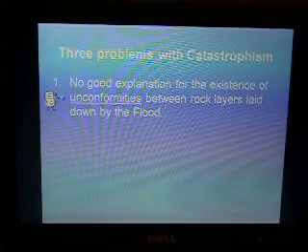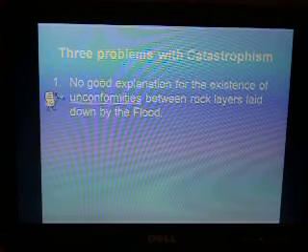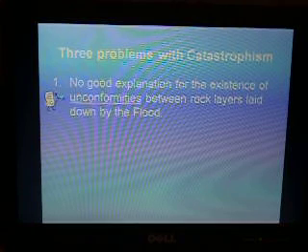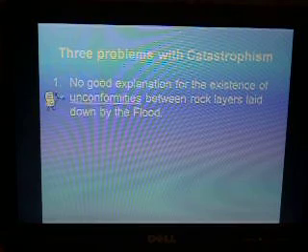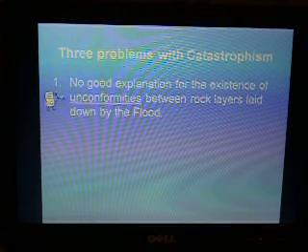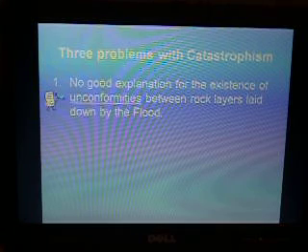This is part 5 of the second lecture for Module 8 in the Apologia General Science book. In the last part, we concluded looking at the problems with uniformitarianism, and now we're going to look at some of the problems with catastrophism.